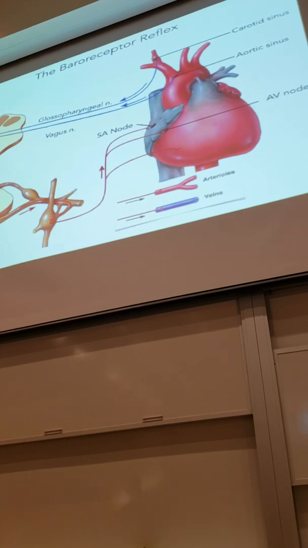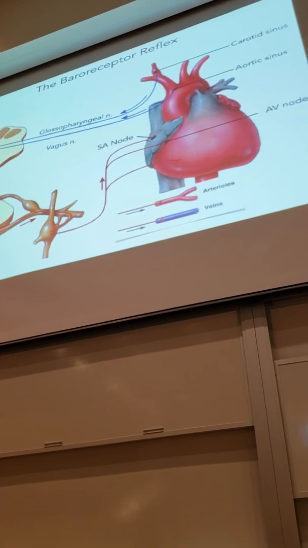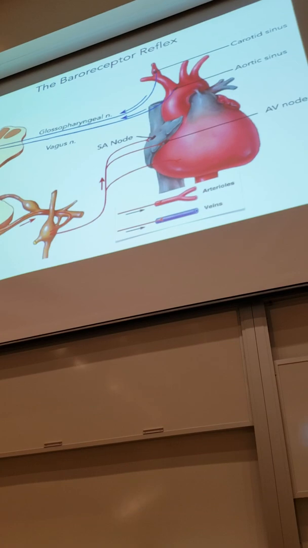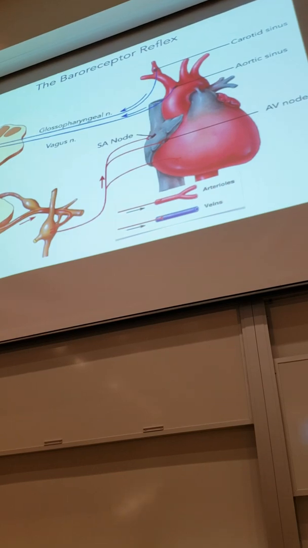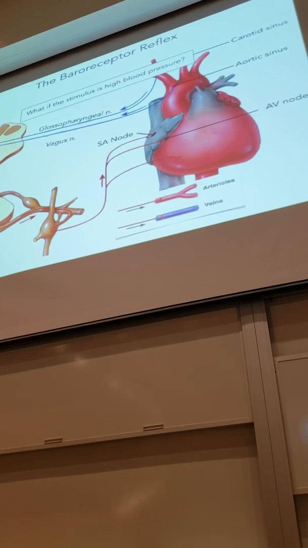Remember all this stuff? Okay. And we're going to get an increase in venoconstriction. Okay, so the sympathetic response here, part of this reflex, is going to stimulate the heart and arterioles and venules. Seems like overkill, right? It's a lot of stuff. Okay. What if our stimulus is high blood pressure instead?